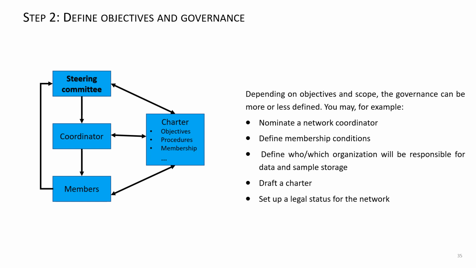For example, do they need to attend a training? Do they need a legal authorization? Do they have to be a member of a local environment organization? However, be inclusive, as you may need many hands. You may also nominate who or which organization will be responsible for data and sample storage. You can also set up a legal status for the network. Finally, you can draft a charter to be signed by the network members with all these, but also procedures and protocols that we are going to see on the next slides.